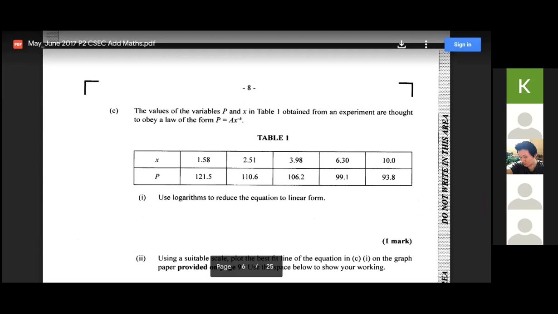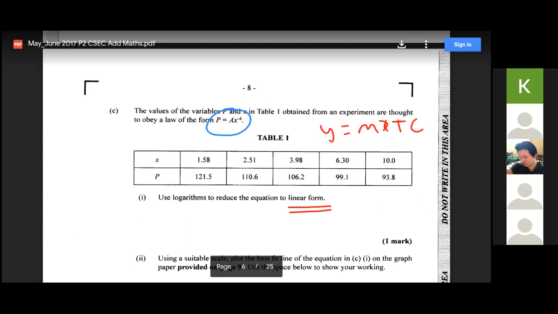So this is what they gave us. That's the equation that they gave us, and they want us to write that equation in linear form. Remember, linear form: y is equal to mx plus c. That's what they mean by linear form, right?